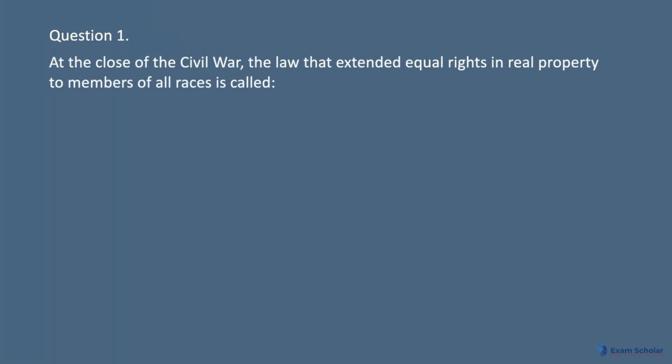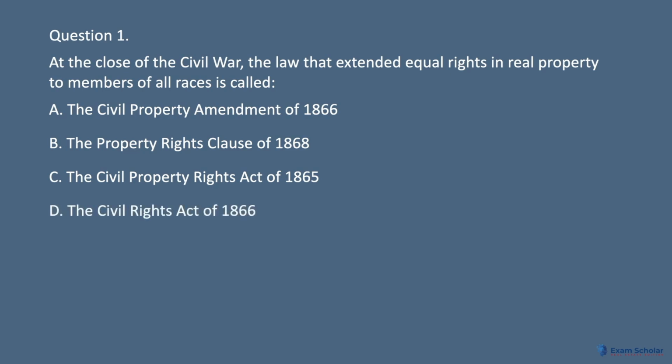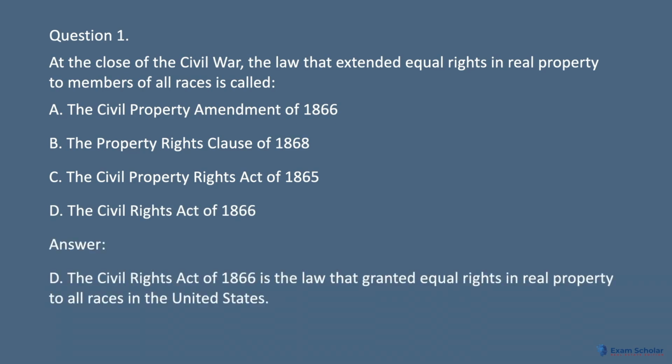Question 1. At the close of the Civil War, a law that extended equal rights and real property to members of all races is called A. The Civil Property Amendment of 1866. B. The Property Rights Clause of 1868. C. The Civil Property Rights Act of 1865. D. The Civil Rights Act of 1866. Answer: D. The Civil Rights Act of 1866 is the law that granted equal rights and real property to all races in the United States.